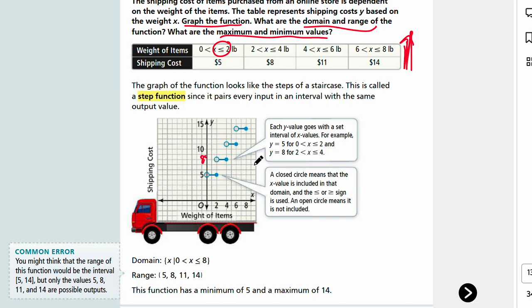The prices range from 5 to 14, but there are no prices in between them. So you're going to list them out, 5, 8, 11, 14. If you say anything that's greater than or equal to 5 and less than or equal to 14, it is wrong, okay? This function has a minimum of 5 and maximum of 14. When we talk about minimum and maximum, we're talking about the y values. Okay, so look at the y values, the function values, and compare them to figure out the minimum and the maximum values. Okay.